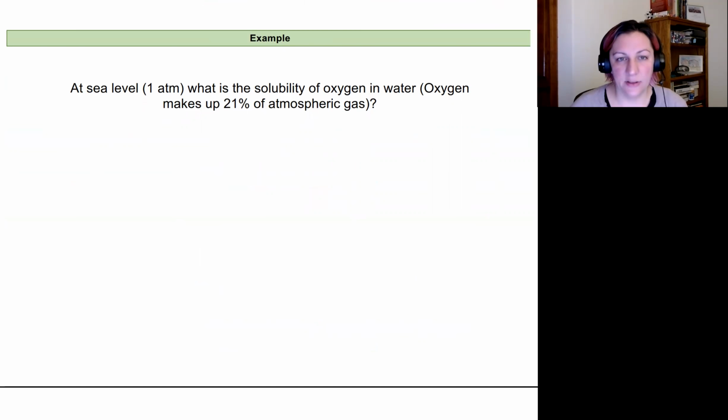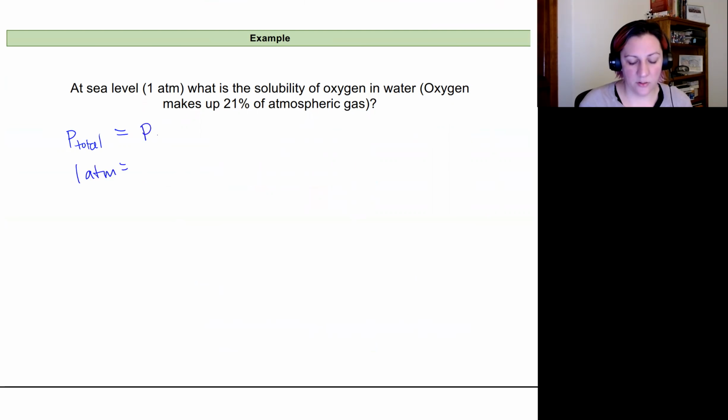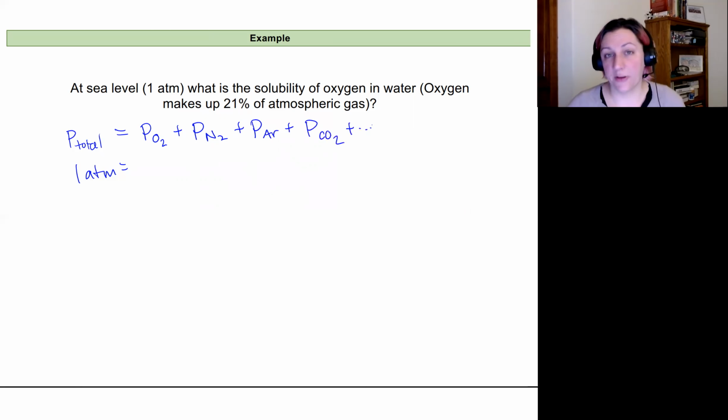We're at sea level. What is the solubility of oxygen in water? Oxygen makes up 21% of atmospheric gas. So if we're at a total pressure of 1 atmosphere, that's going to be equal to the pressure of our oxygen plus the pressure of our nitrogen plus the pressure of our argon plus the pressure of carbon dioxide plus the pressure of all the other gases that are in air. And we know that of all of the gases in air, 21% of the moles of any sample will be oxygen, right?